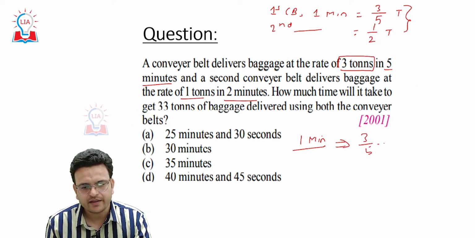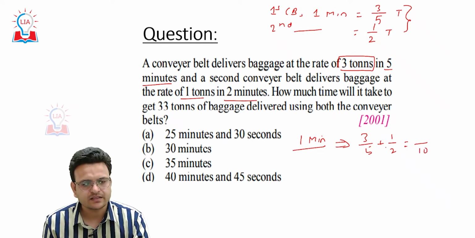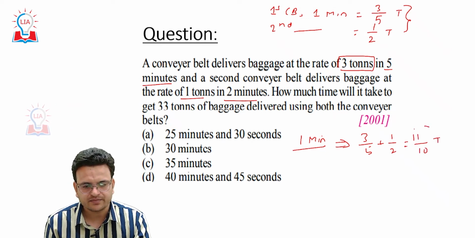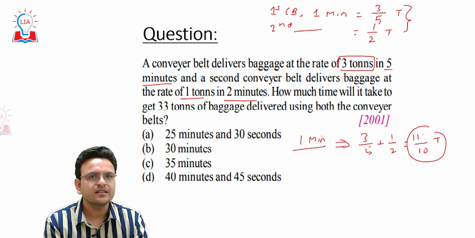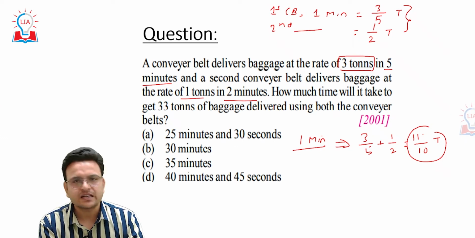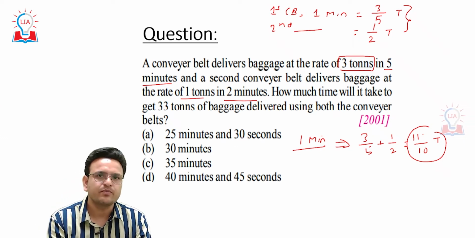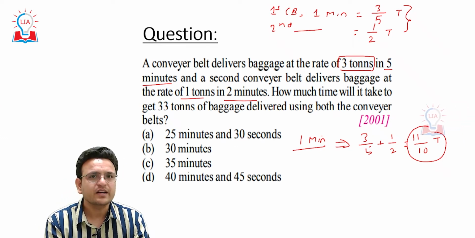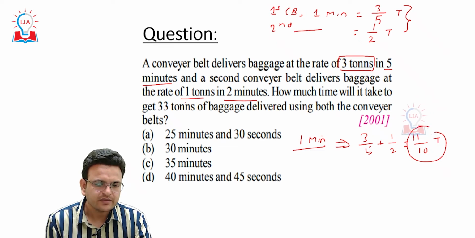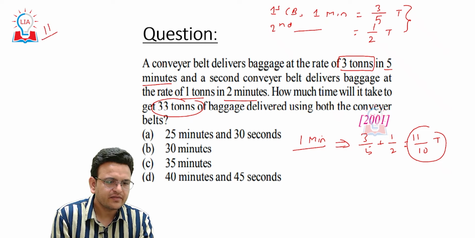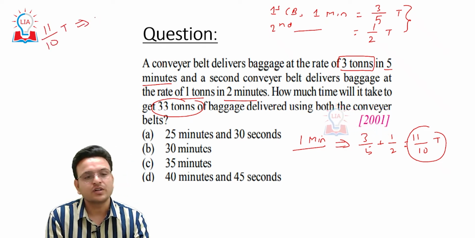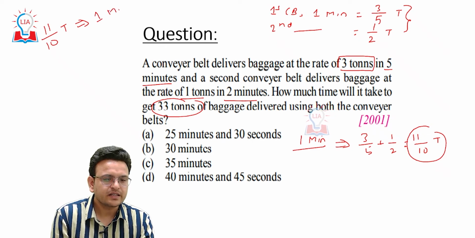3 upon 5 plus 1 by 2, the LCM is 10, so it becomes 6 plus 5, which is 11 by 10. Both conveyor belts can deliver 11 by 10 ton in 1 minute. If both belts are working together, how much time will they take to deliver 33 ton? It simply means they deliver 11 by 10 ton in 1 minute.